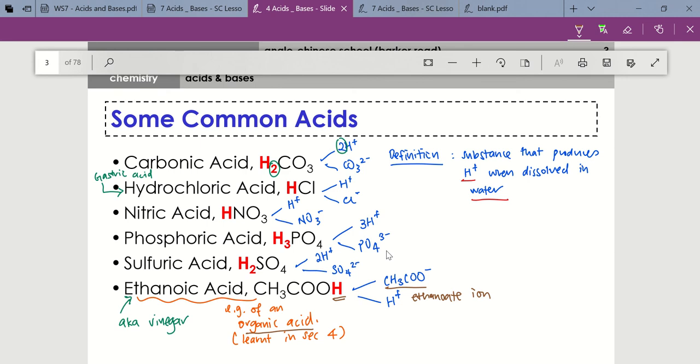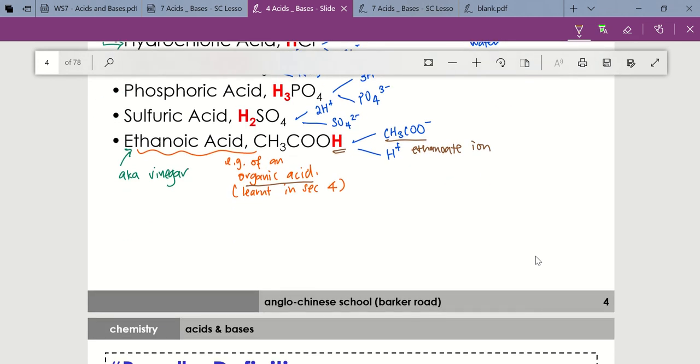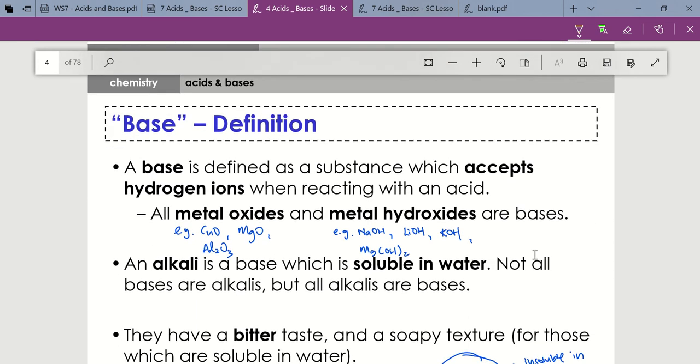Okay, so this follows what we have learned so far about the definition of acids, that it is a substance that produces hydrogen ions when dissolved in water. So that's where all the hydrogen ions are from. Okay, so these are the common acids. And now let's move on to a base.